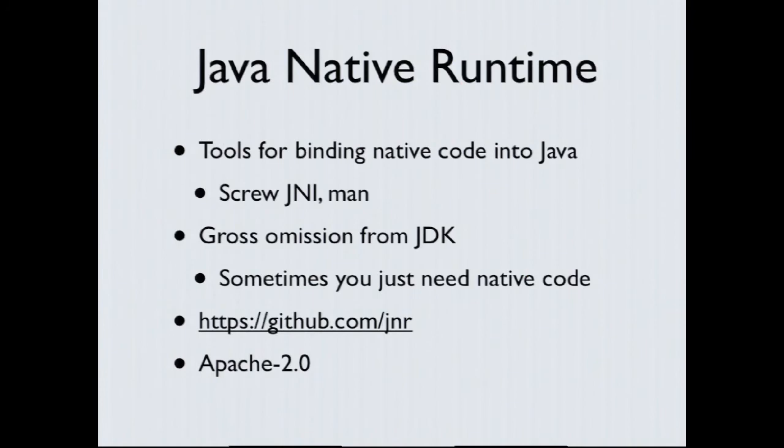Okay, so what we have to solve this problem is called the Java Native Runtime. Is anybody familiar with JNA, Java Native Access? This is way better than JNA. And actually, it's one of the same authors that came and wrote this for us. So Java Native Runtime is a tool for binding native libraries, native code into Java programmatically, without writing JNI, without writing C code or C++ code.